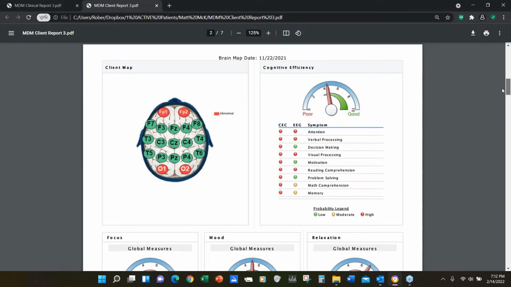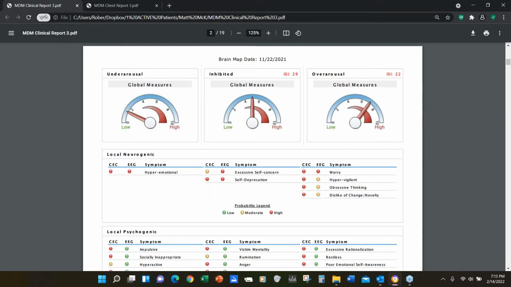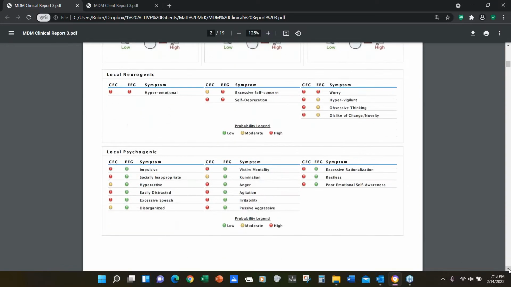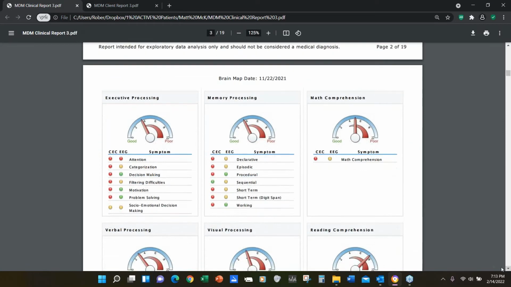And all the head map is saying is, of all the sites, which ones have the most abnormalities? And of course, those tend to match up, as you would all know, with your protocols that come out in the clinical map. So the dashboard in the clinical map has the same thing, what we call under arousal, inhibited, and over arousal, and you've got the same CEC categories and the EEG findings. And then it gives you more detail: executive processing, memory processing, math comprehension, verbal processing, visual processing, reading comprehension.